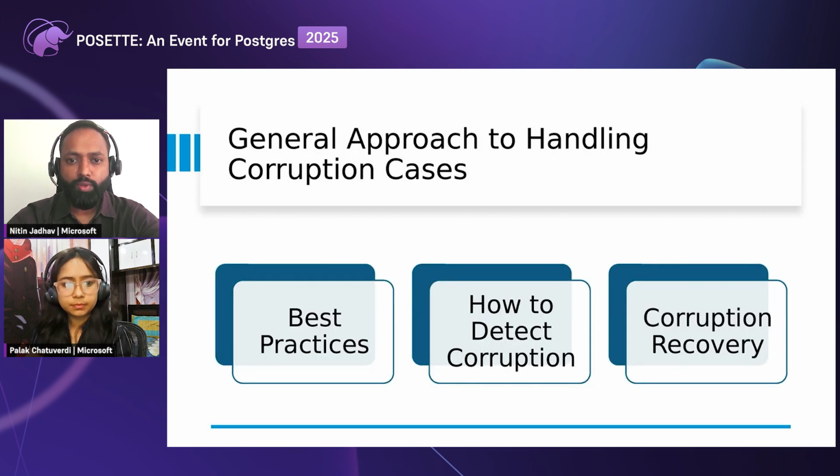So we have seen two types of corruption so far. Based on these, let's understand some general approaches to handling corruption cases. We will see the best practices, how to detect corruption, and then corruption recovery techniques.